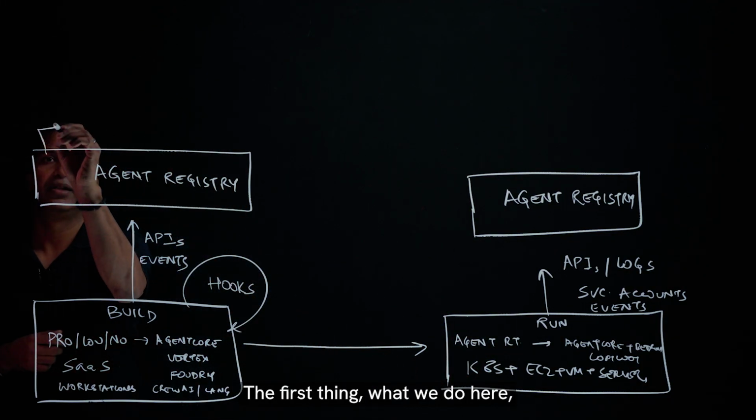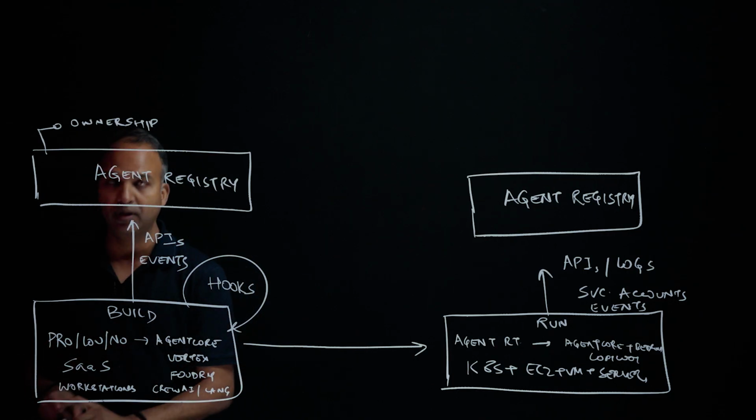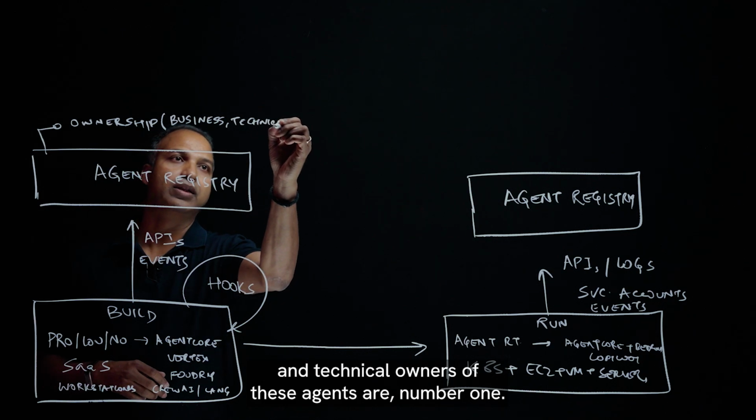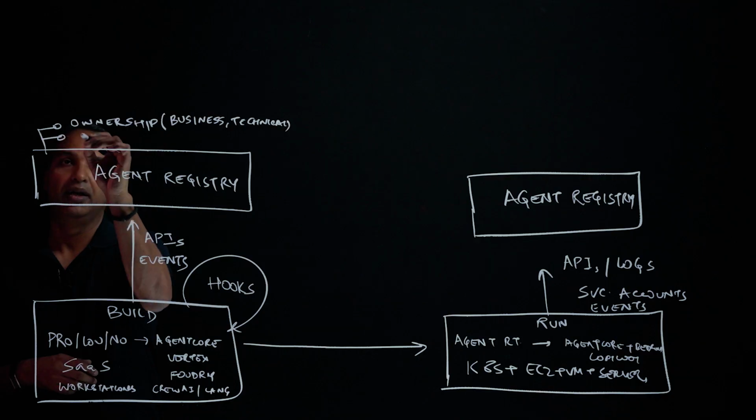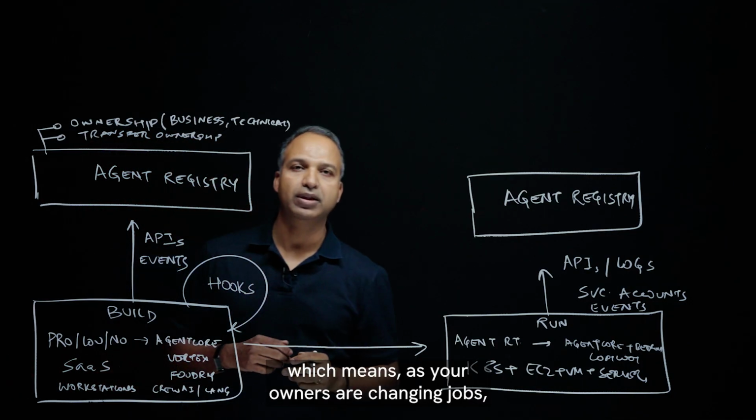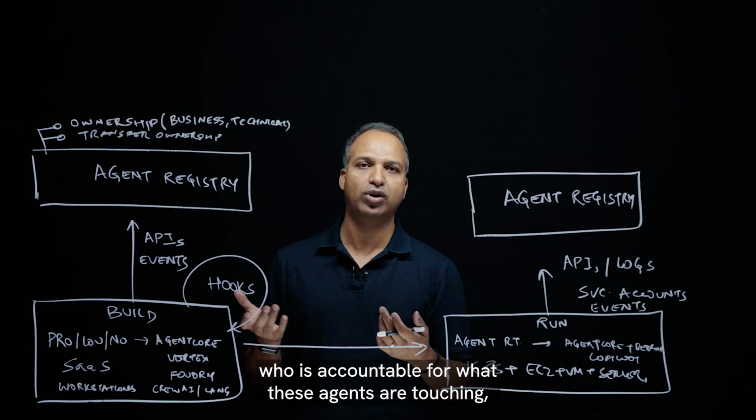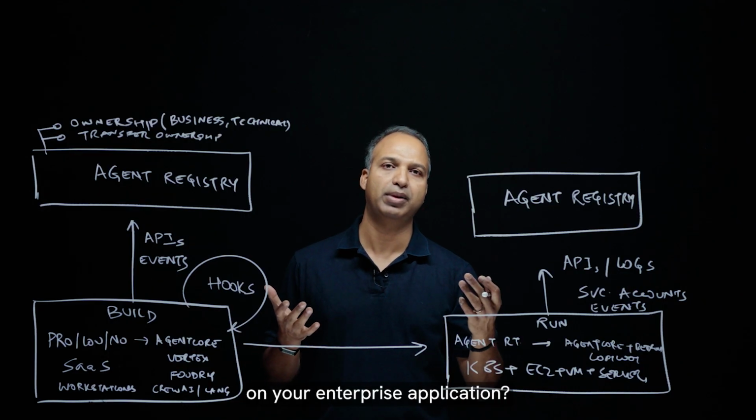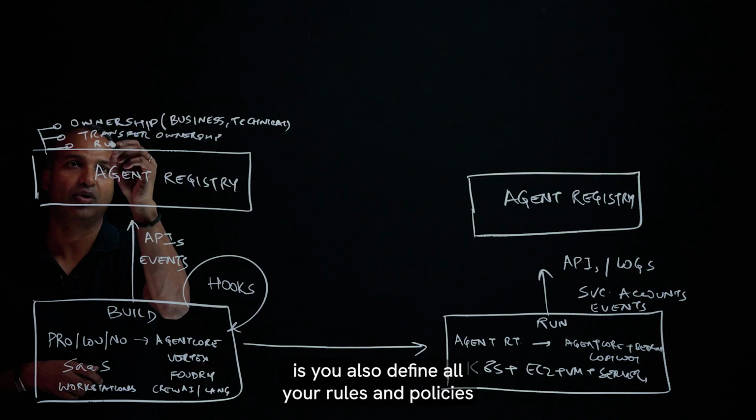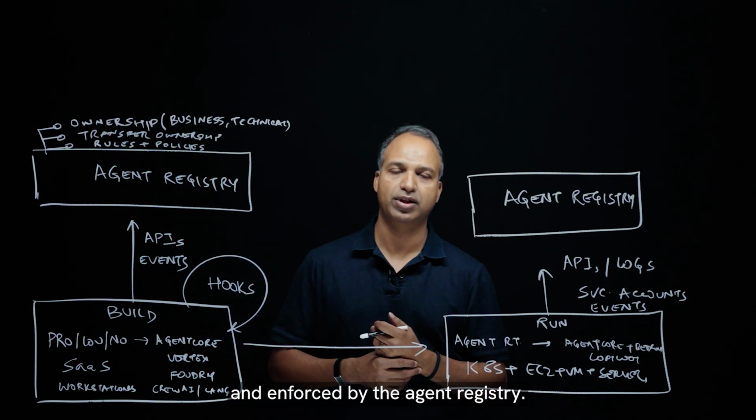The first thing we do here is establish ownership of these agents. By ownership, what we mean is that you define who the business and technical owners of these agents are. Number one. Number two, you also define the transfer ownership rules, which means as your owners are changing jobs or leaving their jobs, who becomes the next human counterpart who is accountable for what these agents are touching, doing, and performing transactions on in your enterprise applications. And last but not least, you also define all your rules and policies which are being informed and enforced by the agent registry.